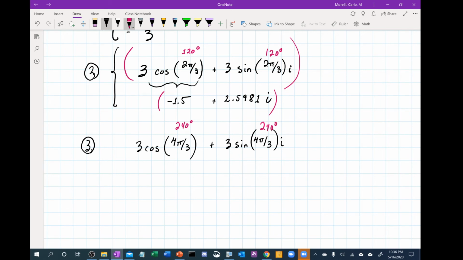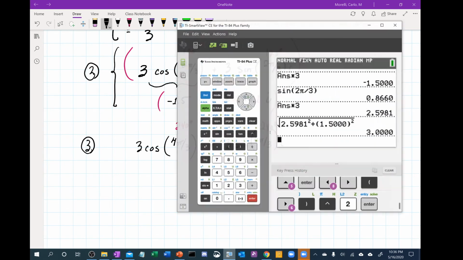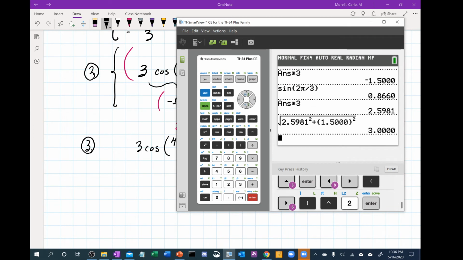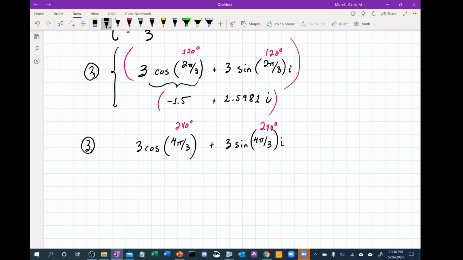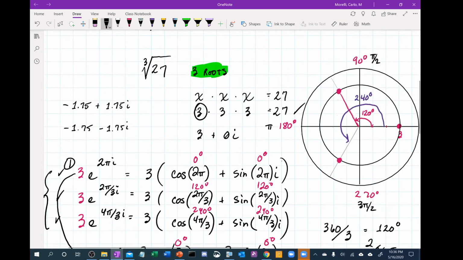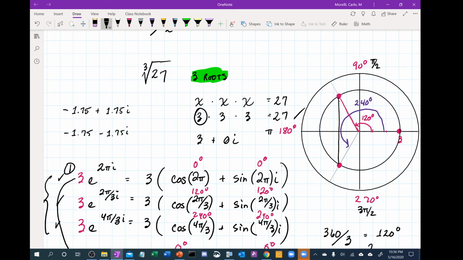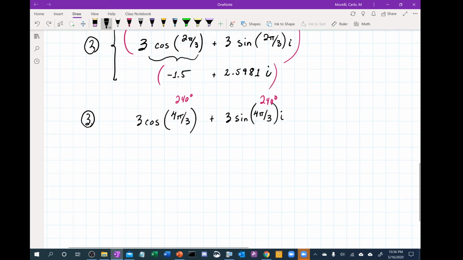All right, so let's figure it out, guys. Let's do 3 times cosine 4 pi over 3. Negative 1.5. Okay, it's exactly the same. Remember, it would be, because these are on the same, they would be on the same x value. Good. Okay, so that was negative 1.5, just what we thought.